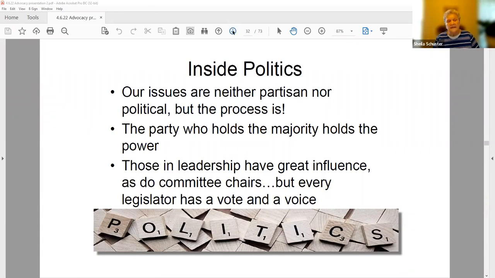Most of the bills that do not pass in a session are not voted down. Let me say that again. Most of the bills that fail in a session fail because they were never heard. In other words, they were never assigned to a committee, or they never got a hearing in committee. So you've got to be sure that your issue gets out there and that you have the people with influence, either as sponsors or co-sponsors.